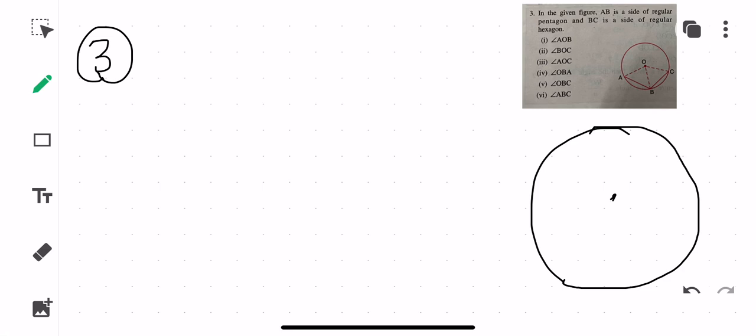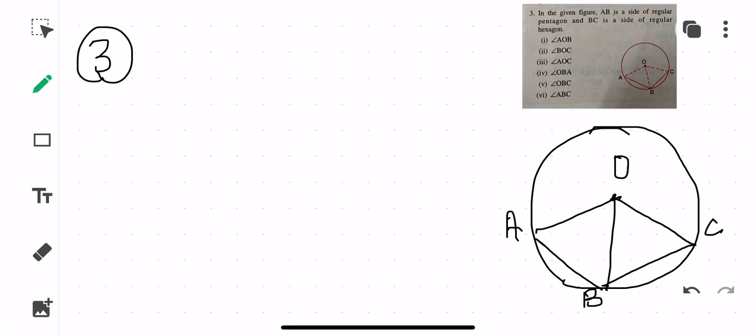So what you will be drawing? You will be drawing AB here. You will be drawing BC here. So this is AB and C. We will be joining the lines. This has been given. And now what you have to find? This is O. So the first thing that you need to find is angle AOB. For finding angle AOB, what has been given already? It has been given that AB is a side of a regular pentagon. So write down, AB is a side of a regular pentagon.